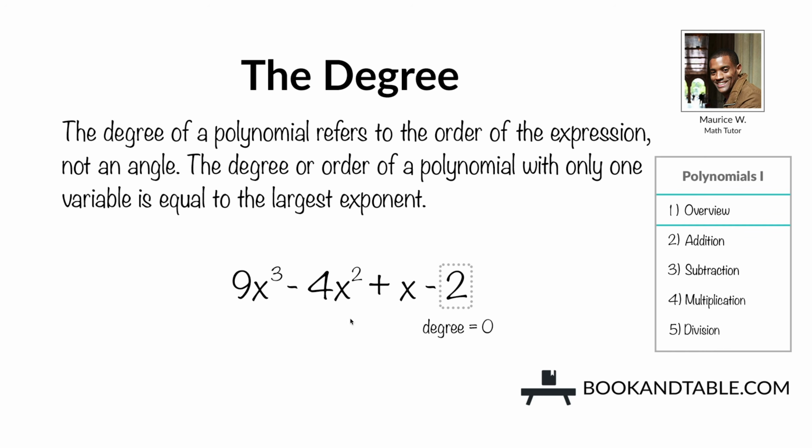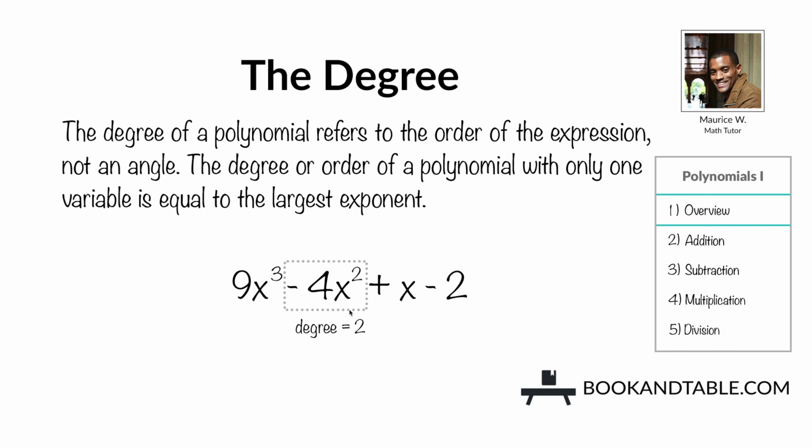So for example, if we had this polynomial here, 9x cubed minus 4x squared plus x minus 2, we're going to look at the individual terms in the polynomial, and the degree of this entire polynomial will be equal to the largest exponent. So we'll start with our constant, negative 2. Constants all have a degree equal to 0. We then look at the next term, x. This x has an exponent of 1, so the degree of this term is equal to 1.